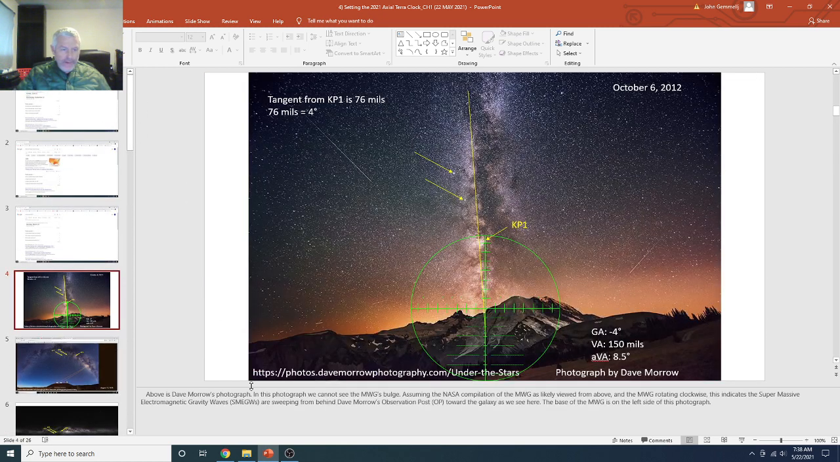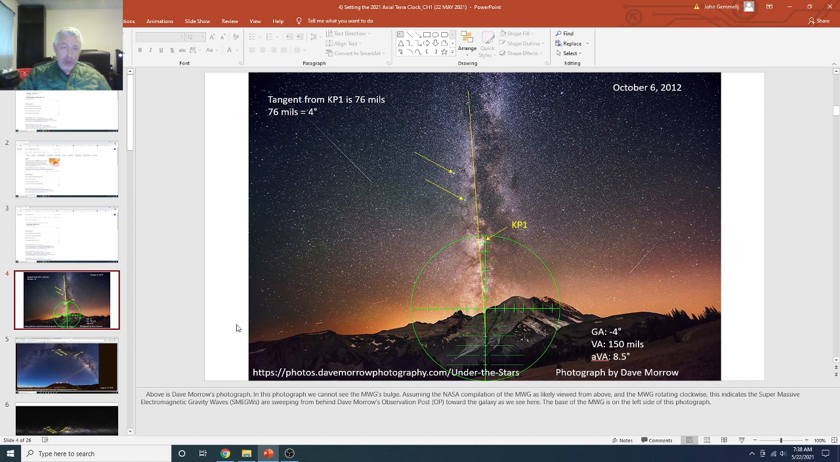Is it this one? Now I'm going to read this to you. Above is Dave Morrow's photograph. In this photograph, we cannot see the MOG's bulge. Assuming the NASA compilation of the MOG is likely viewed from above and the MOG rotating clockwise, this indicates the supermassive electromagnetic gravity waves, SMEGAWs, are sweeping from behind Dave Morrow's observation post toward the galaxy as we see here. The base of the MOG is on the left side of this photograph.